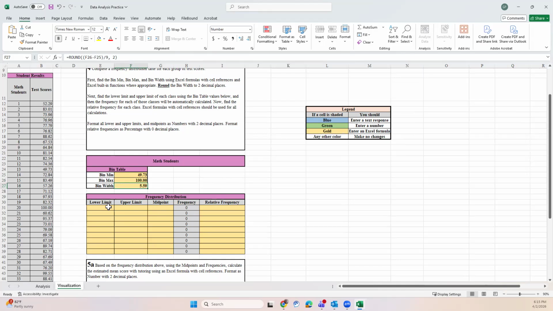Now we need to set our lower limit. Well, our first lower limit, the lowest limit on here, is the same as my min, my bin min. So I'm going to hit equal and I'm just going to click that cell. Done.